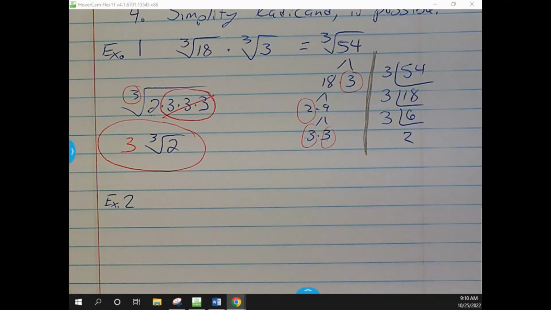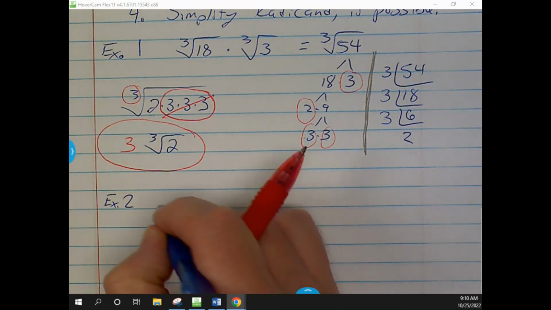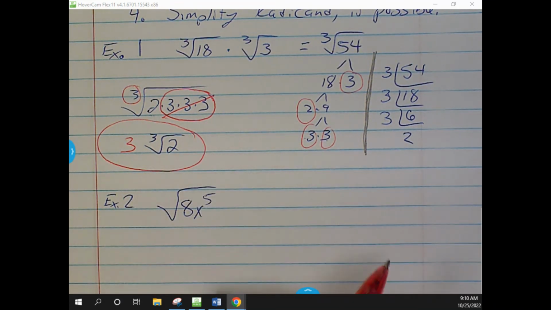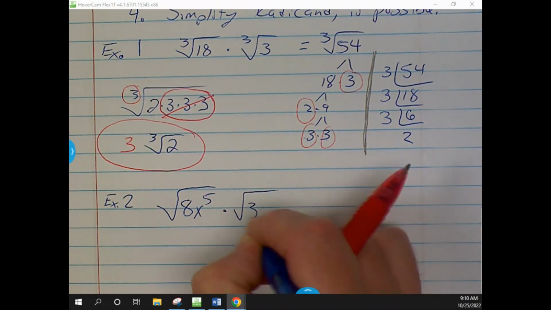Wait, so if it's to the third, it's gonna look for... So for this one, let's do square root. Let's do the square root of 8x to the 5th times the square root of 3x.